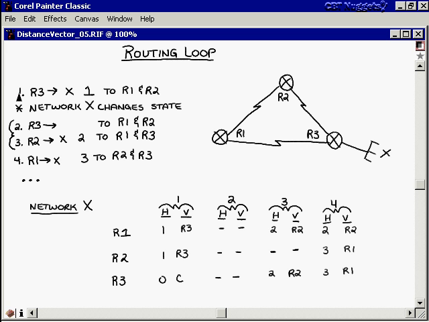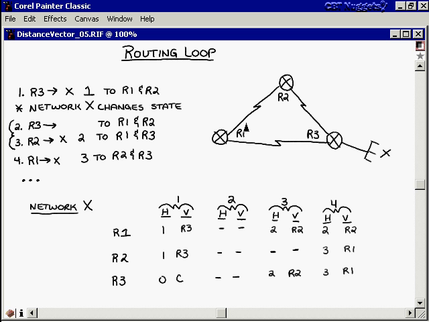Here's our first step. R3, which is this router, is going to send a routing update. That's what my arrow indicates. And that routing update is going to say, to get to network X, it's 1 hop away, so here's the metric, and it's going to send it to R1 and R2. If it's RIP, remember it's broadcast to both of them. If it's IGRP, it's a multicast, hoping that both of them are running the IGRP protocol.